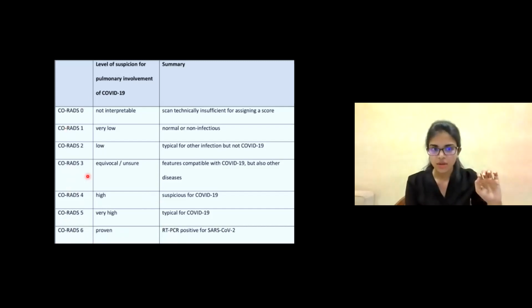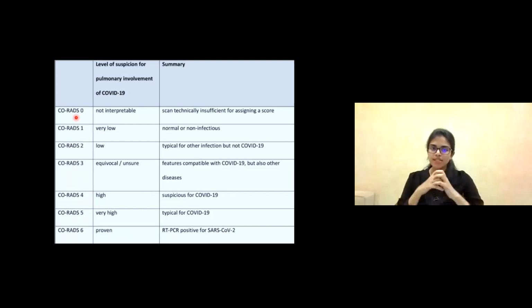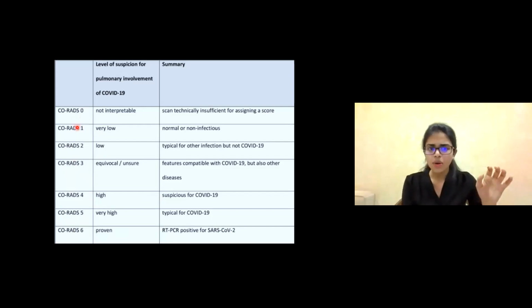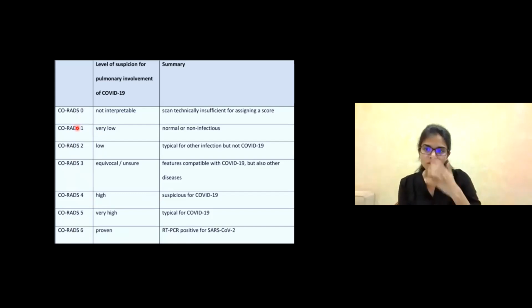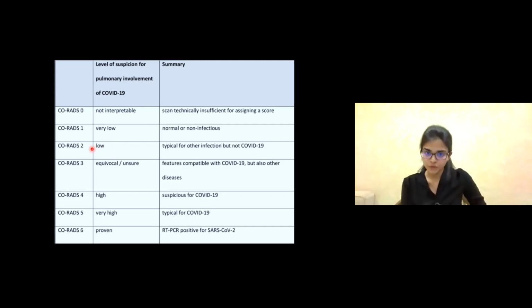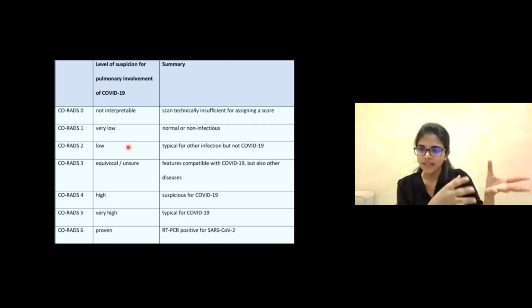Coming to the other numbers, CORADS 0 is when the scan is not interpretable. That is, the patient had severe movement or breathing artifacts when the scan was being taken, and there are so many artifacts in the image that you can't interpret it. So it comes under CORADS 0. CORADS 1 is very low suspicion for COVID, which means the lungs are either completely normal or showing some non-infectious pathology. CORADS 2 is lower suspicion for COVID, which means there is some infection, but that infection is typical of another etiology.